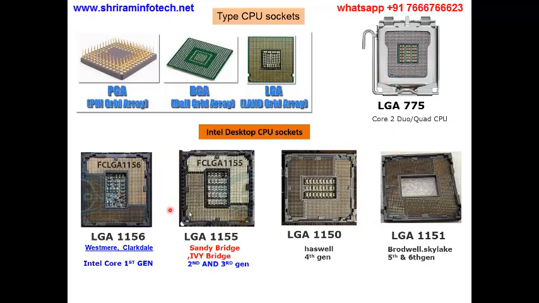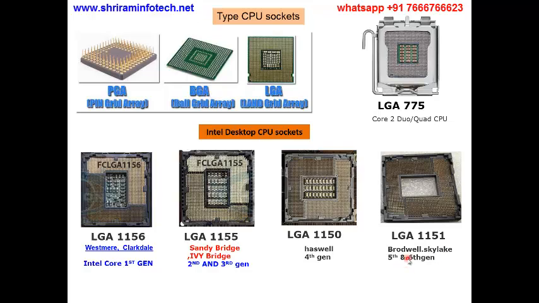These are all the LGA sockets used on the desktop motherboard. There is no PGA on desktop motherboards. In olden days it was there, but now it's not. In desktop, the socket is called LGA 775, for Core 2 Duo or Core 2 Quad processors. Then LGA 1156 is called the first generation processor. LGA 1155 is second and third generation, called Sandy Bridge and Ivy Bridge. The fourth generation is Haswell, with 1150 sockets. Then LGA 1151 is Broadwell and Skylake.